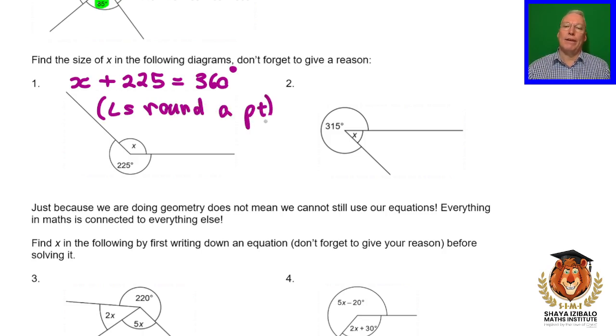Now we need to solve this very simple little equation. So we are going to subtract 225 from both sides, and we get our final answer. x is 135 degrees. Okay, we're going to ask you to pause the video briefly and try the next one.